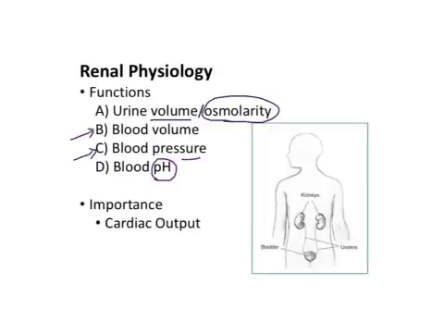The importance of the renal system: 25% of cardiac output goes to the kidneys. That's not 25% to each one, that's 25% to the kidneys. And this is the highest single cardiac output designated or going to a specific target. In other words, more blood per unit time goes to your kidneys than any other place.